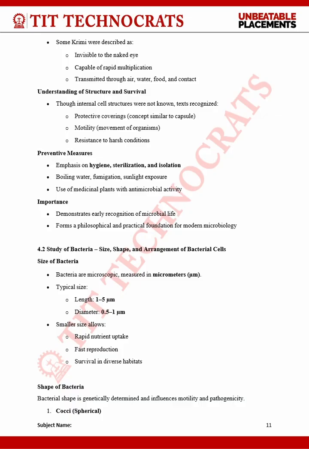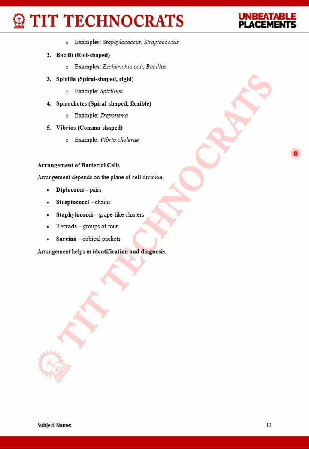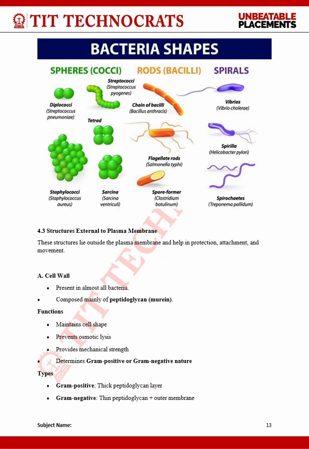So let's begin with the shape of bacteria. There are different types of shapes: cocci, bacillus, spiral, vibrio, comma-shaped, spiral-shaped, bacillary rod-shaped. Diplococcus, streptococcus, staphylococcus, tetrad, and sarcina: these are the different types of arrangement of bacterial cells. Bacterial shapes we can see in the image. There are the different types of bacteria: spiral, rod-shaped, and cocci-shaped.